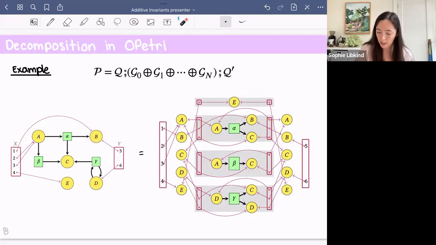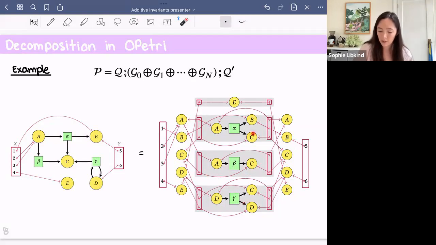Now we have a G sub 1 through G sub n for each of our transitions. Here's G sub 1, which corresponds to the transition alpha. Alpha has a single input and 2 outputs, so we're going to use P sub 1,2 as our G sub 1. G sub 2 corresponds to beta. Beta has 1 input and 1 output, so G sub 2 is going to be P sub 1,1. And lastly, gamma also has 1 input and 2 outputs, and so it's also going to be given by P sub 1,2.